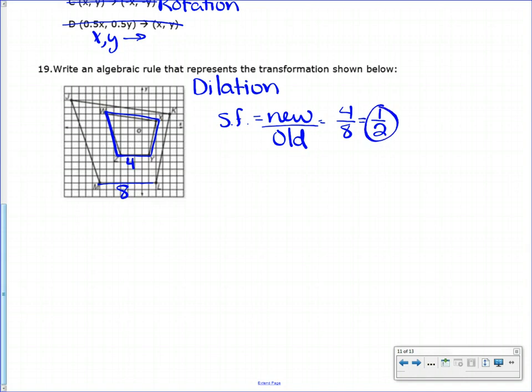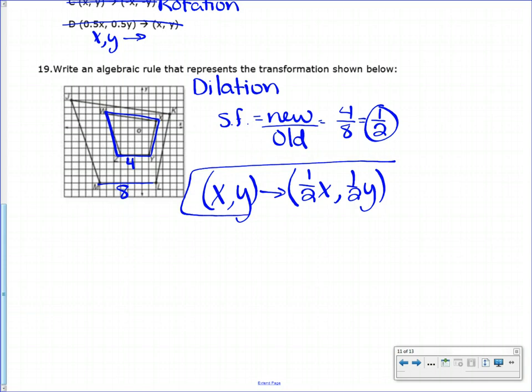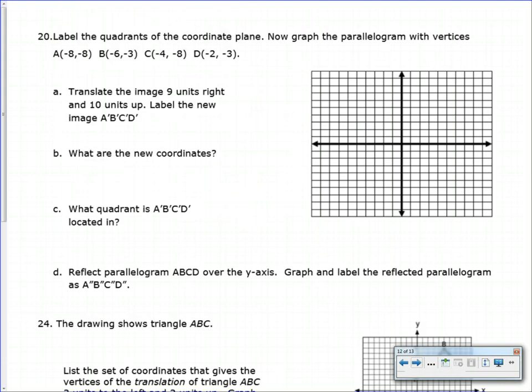That's my scale factor. So now when I write my rule, I just put my scale factor in front of the x and the y. That means I'm making my image half the size that it started at. Number 20. Label the quadrants of the coordinate plane. So 1, 2, 3, 4.